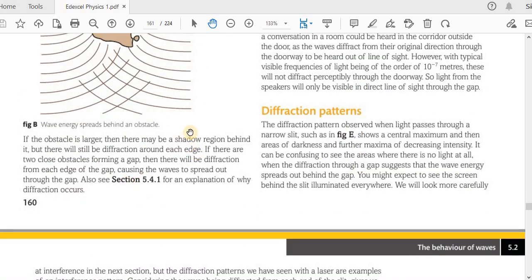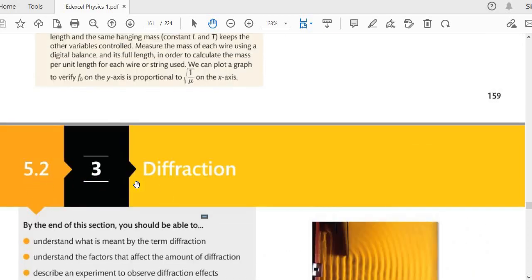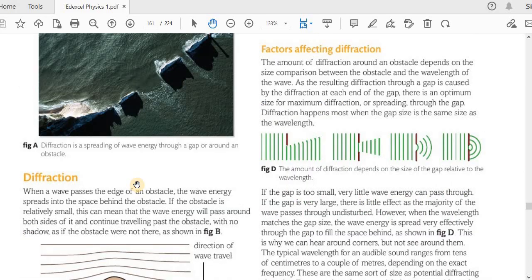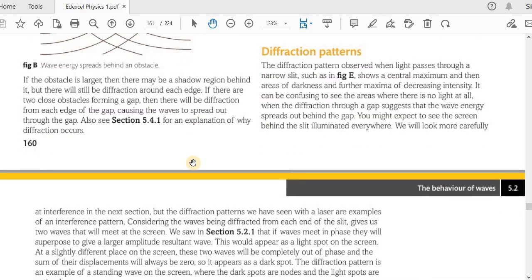Okay, I think it's in the other section. We are right now in 5.2.3, so you can go through that next lesson if you want. See Figure 5.4.1 for an explanation of why diffraction occurs.